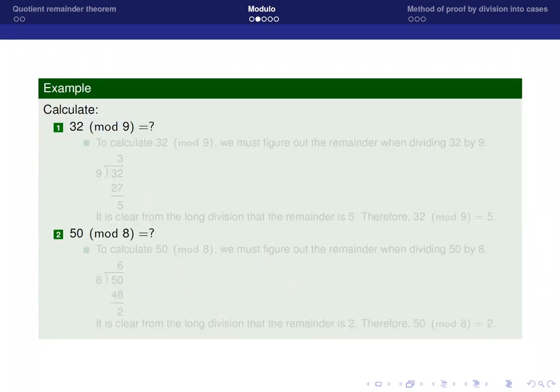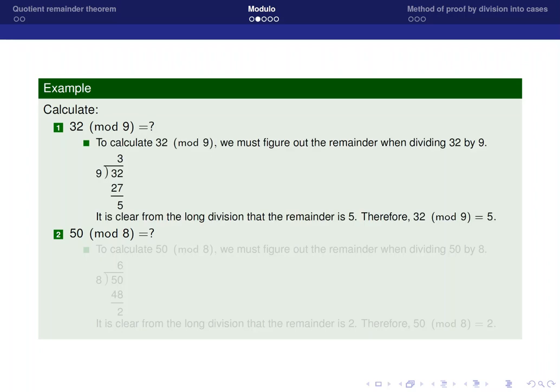Suppose somebody says, find 32 mod 9 and 50 mod 8. So what are they actually looking for in these cases? Well, in both cases, they are looking for the remainder when 32 is divided by 9 or when 50 is divided by 8. So one option is to divide by long division, 32 by 9.